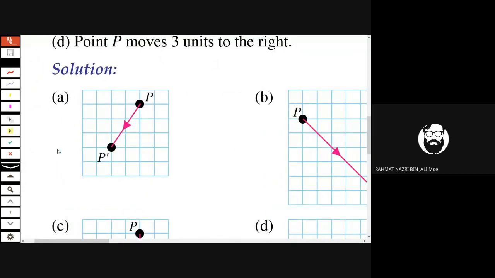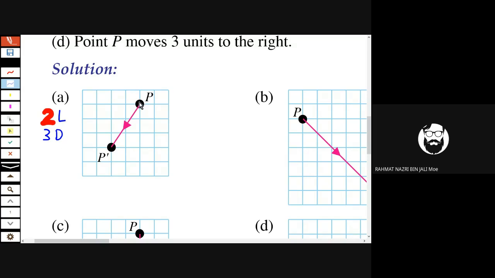Two units to the left. Okay. Question A says that two units to the left. So we get 2 units. Okay. 2 units to the left, and then 3 units downward.